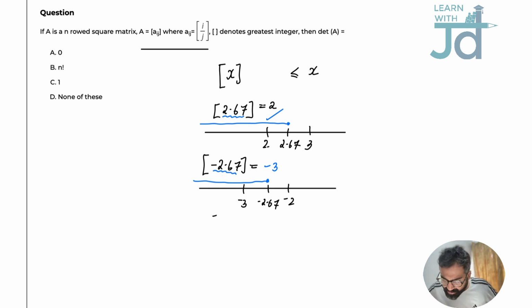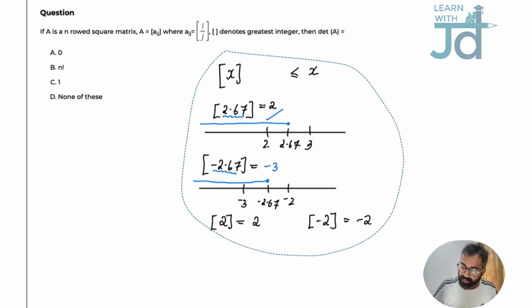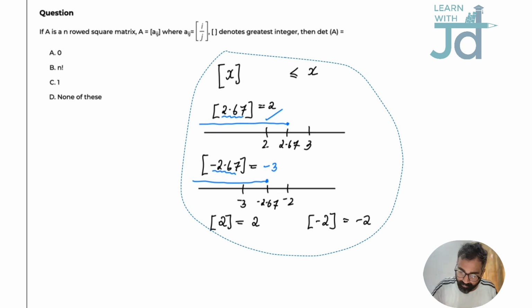And if you take any integer, then what will happen? Suppose I say greatest integer of 2. It means all the integers which are less than or equal to 2, so 2 is also included, according to the definition of greatest integer. So it is 2. So what is minus 2? Greatest integer function of minus 2 is also minus 2. Okay, so this is the concept of greatest integer function.